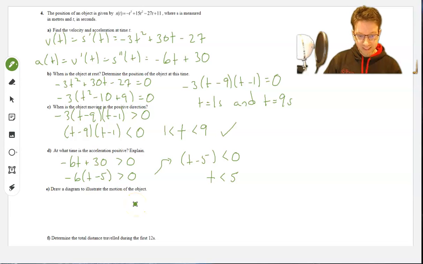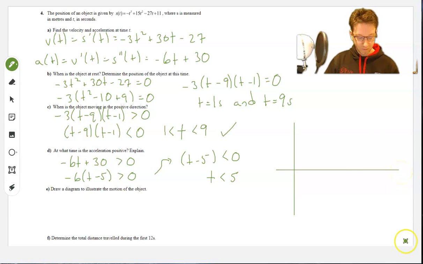All right, so E says draw a diagram. Okay, our entire next unit of calculus is going to be curve sketching, but we can do something simple here. First, what we can do is notice that for s(t), when t is 0, all these terms go away except for the last one. So we're going to start, if this is time 0, time and position, we're going to start at 11.